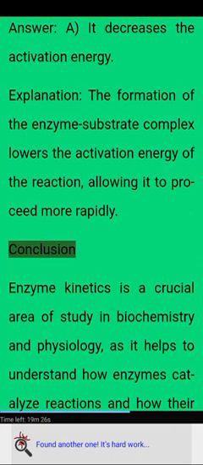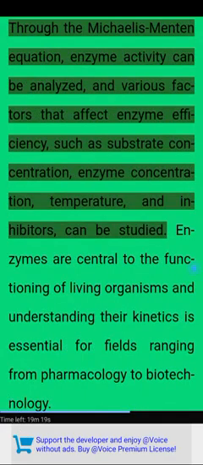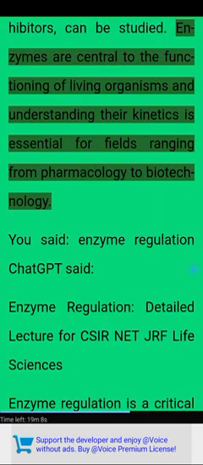Conclusion. Enzyme kinetics is a crucial area of study in biochemistry and physiology, as it helps to understand how enzymes catalyze reactions and how their activity can be regulated. Through the Michaelis-Menten equation, enzyme activity can be analyzed, and various factors that affect enzyme efficiency, such as substrate concentration, enzyme concentration, temperature, and inhibitors, can be studied. Enzymes are central to the functioning of living organisms, and understanding their kinetics is essential for fields ranging from pharmacology to biotechnology.